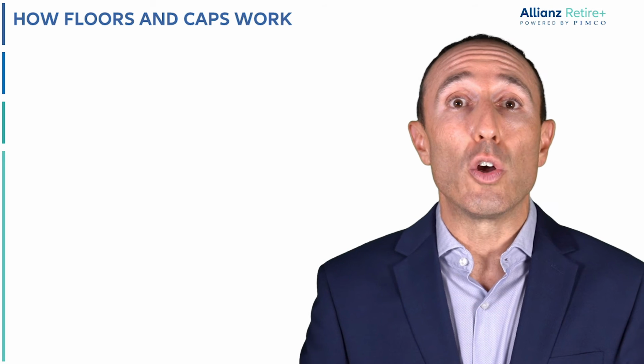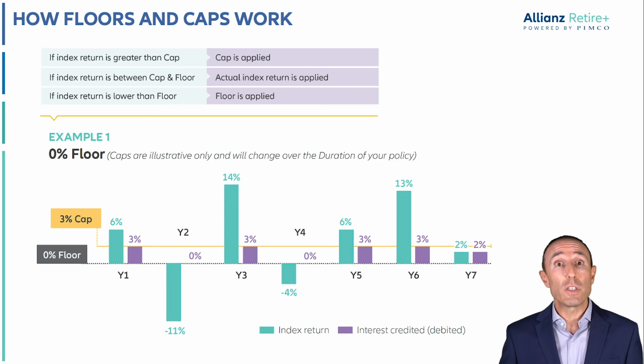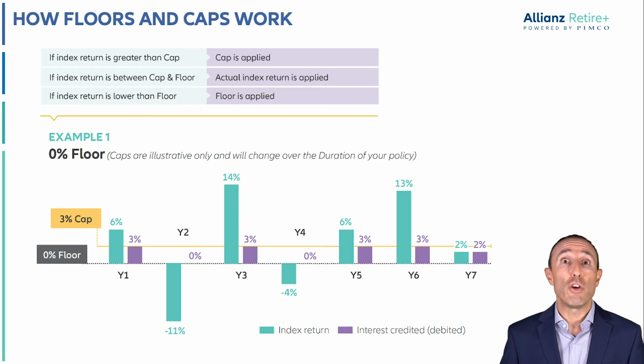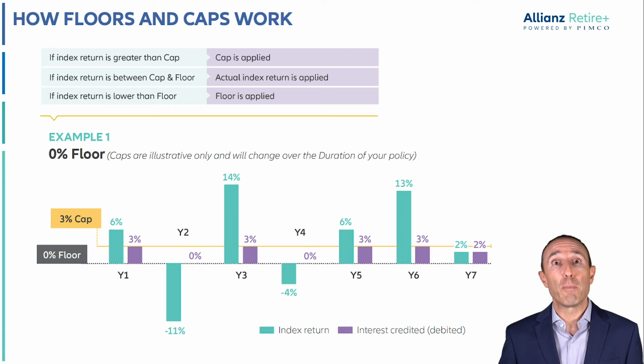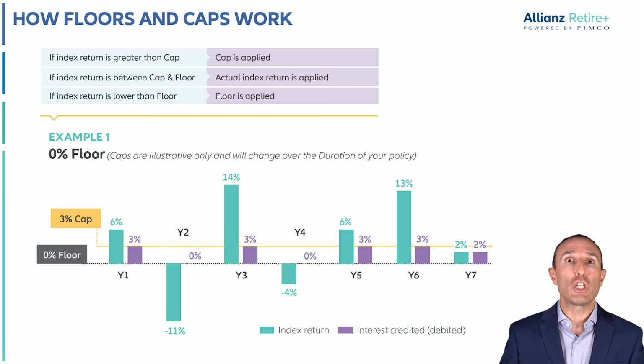So now let's take a look at an example. In this scenario, we've selected a 7-year investment interval and a 0% floor for each year within the 7 years. For simplicity, we've also assumed that the cap is 3% each year. But as you'll recall, in reality, the cap will actually change on the anniversary date of the policy.